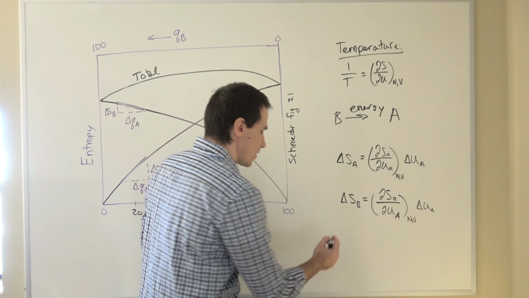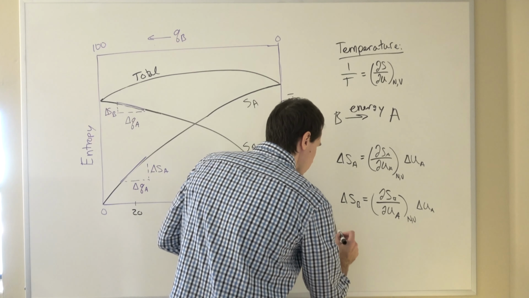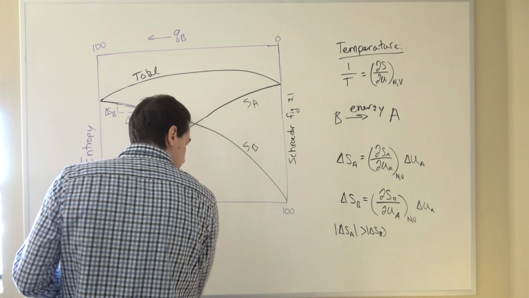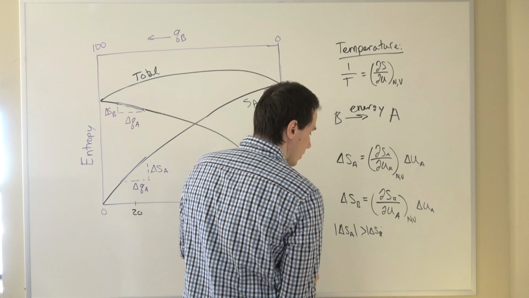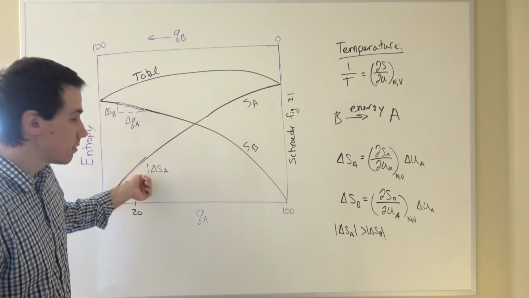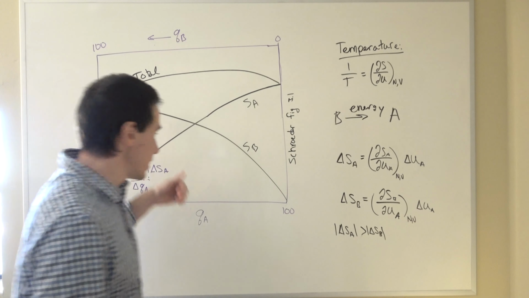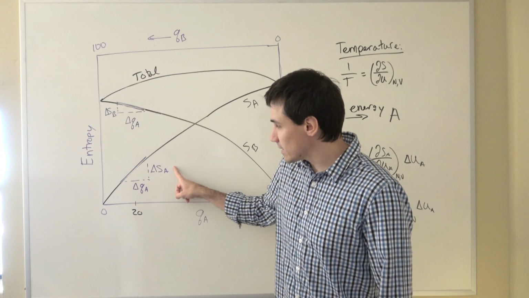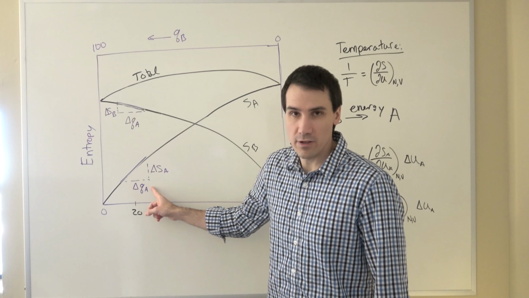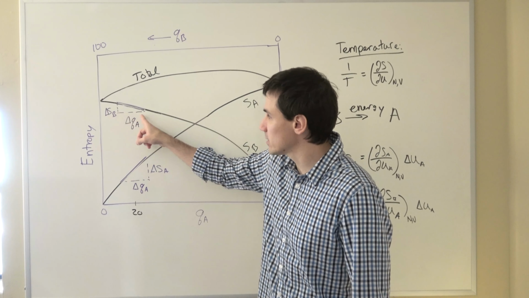But it turns out that the absolute value of the change in A's entropy is bigger than the absolute value of B's entropy change. How do I know that? Well, because this slope is bigger than this slope. That is, the rate of change of A's entropy with respect to energy at this particular energy level is bigger than this slope.